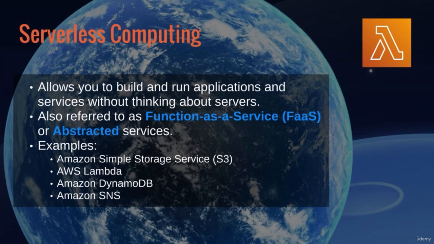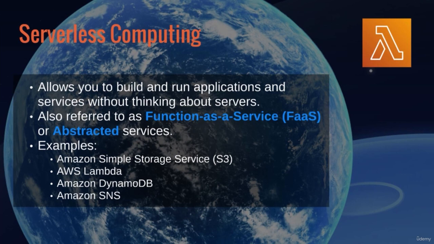Examples are the Simple Storage Service, where we create a bucket and we put objects or files into that bucket. We don't know what's behind that bucket. Obviously, there's going to be an operating system, most probably a Linux operating system, a file server. There's going to be hard drives. We don't need to worry about that because AWS is going to look after all of that for us.